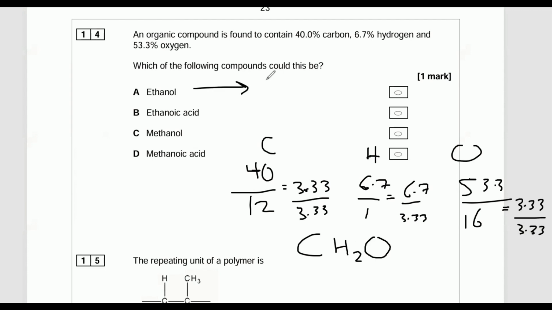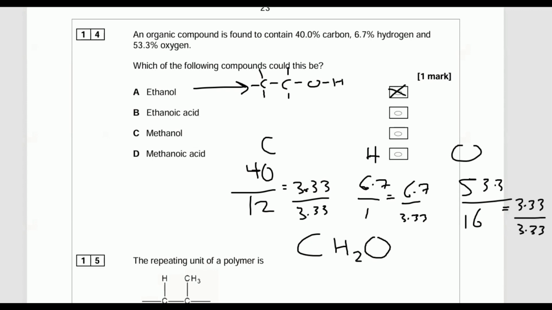So if we do ethanol, let me show you. If you bust out ethanol, look, I've got 6 hydrogens, 2 carbons. So that's a ratio of 3 to 1 of the hydrogen to carbon. So we're already wrong, because the hydrogen should just be double the carbon. And I've only got 1 oxygen in there. So that's not the correct ratio.